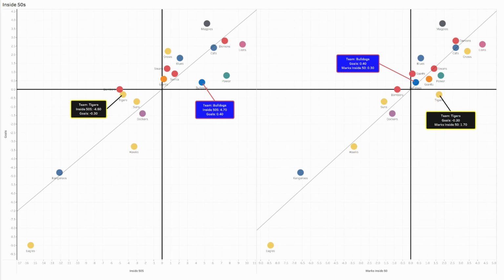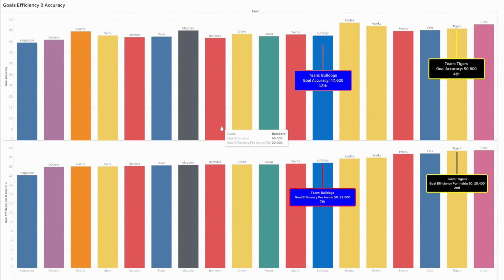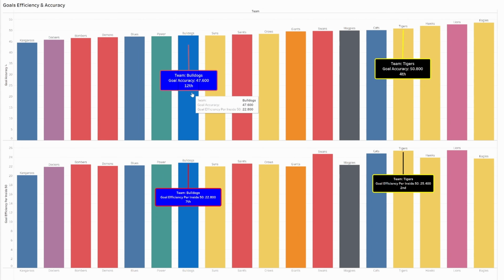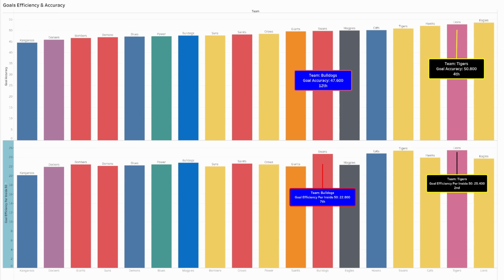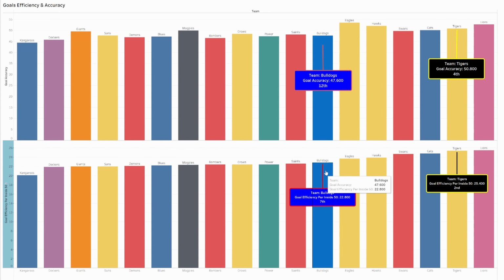Then finally, just to touch on the goal efficiency, as I said before, we can see that for goal accuracy, the Bulldogs are 12th, so they're quite poor in front of goal, whereas the Tigers are 4th. So it could come down to this, just Tigers being able to take their chances when they've got them. However, the Dogs may generate more scoring shots, which may mitigate that 12th ranked accuracy. Also, as we can see for the goal efficiency per inside 50, the Dogs are 7th at being able to score a goal once they get it in there, whereas the Tigers are 2nd. So the Tigers will be very effective.